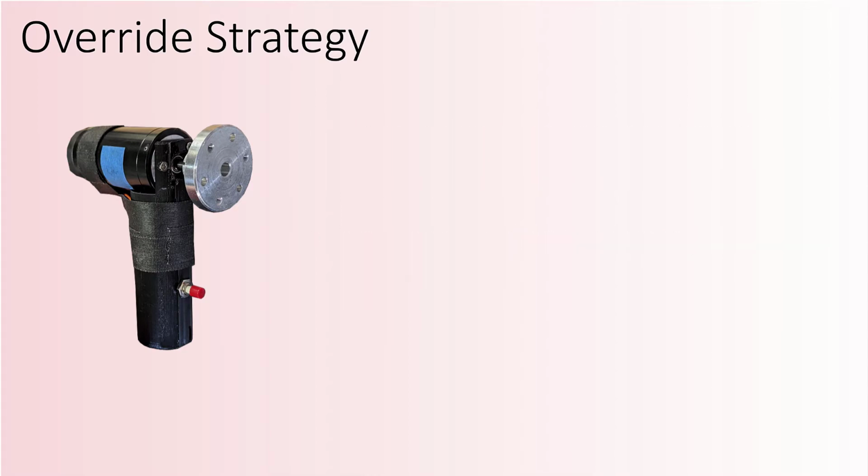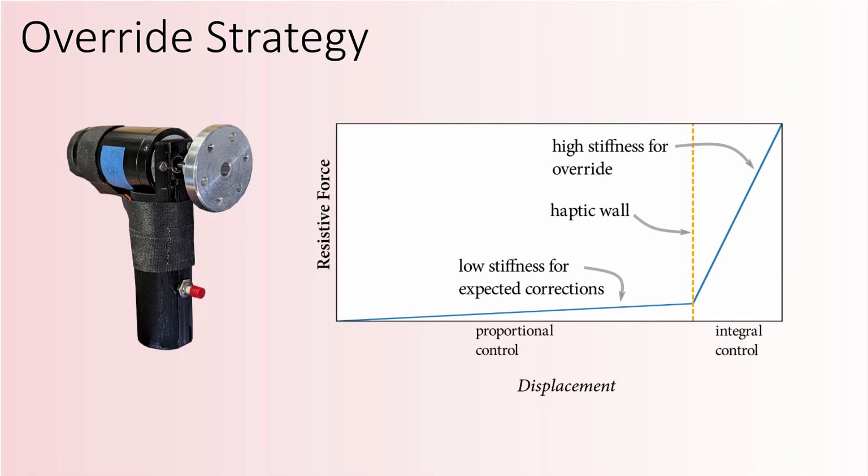In our override strategy, the input space of both devices is partitioned into two regions which are enforced by different stiffnesses of resistance. The first region maps input proportionally to the robot corrections. In the second override region, the input is integrated to allow for arbitrarily large corrections when necessary.